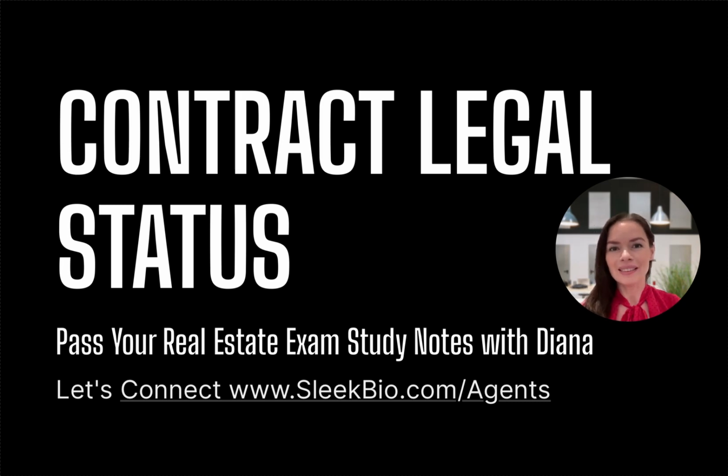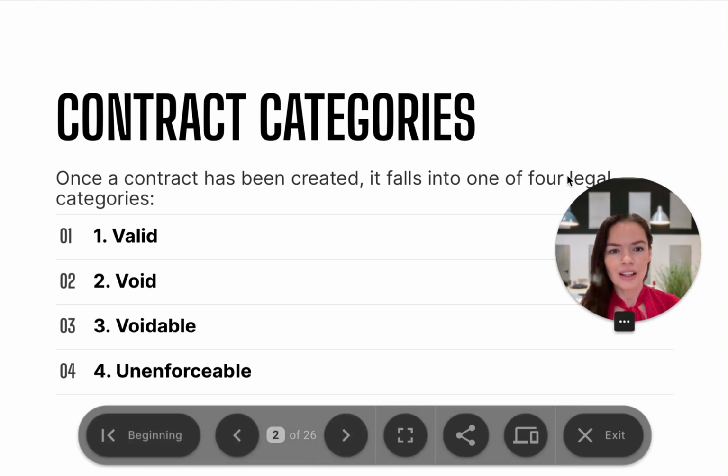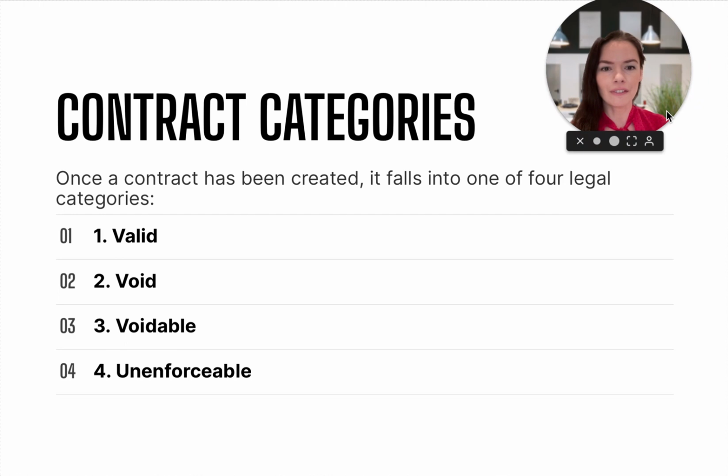All right, let's dive into our study session today on contract legal status. Contract categories. Once a contract has been created, it falls into one of four legal categories: 1 is valid, 2 is void, 3 is voidable, and 4 is unenforceable.